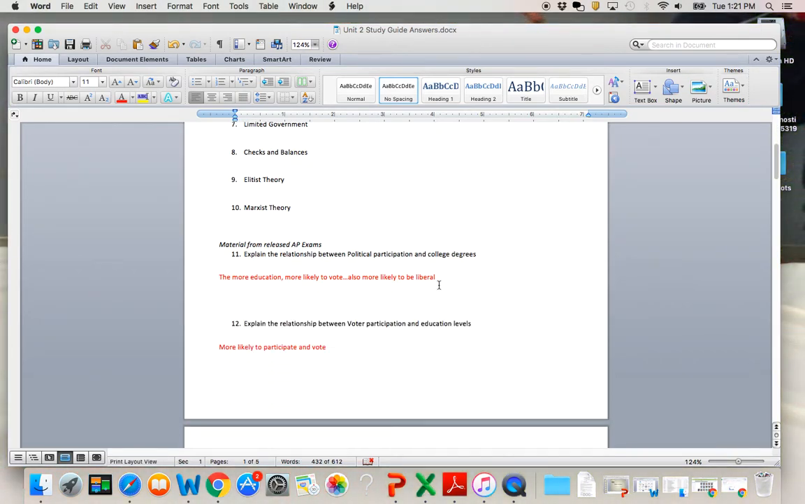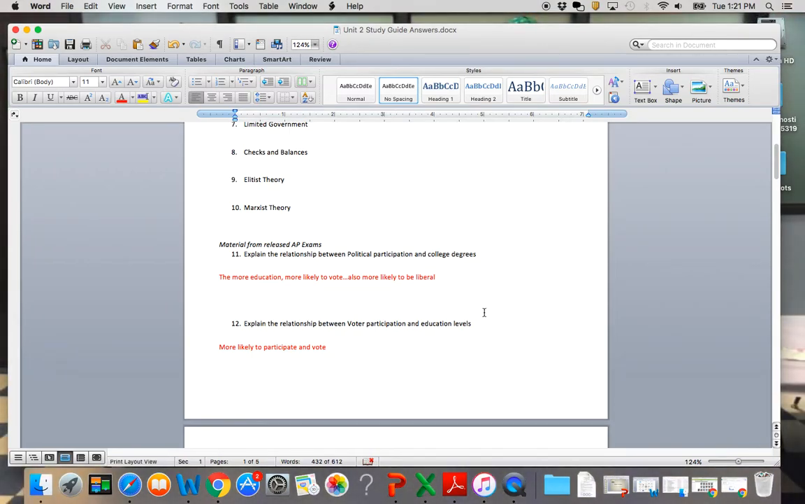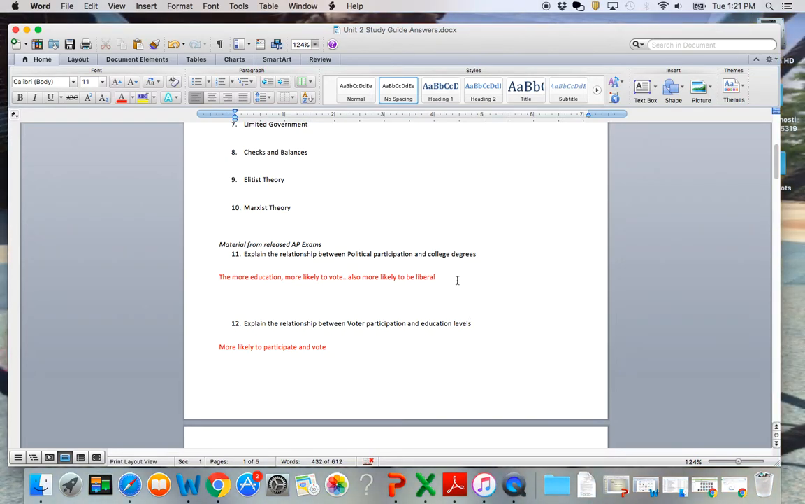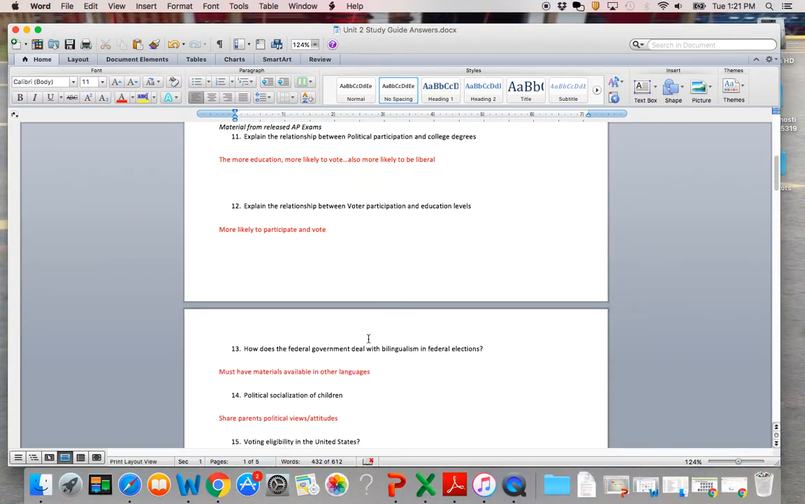For the information for Unit 2 to start off, 11 and 12 are very similar. College degrees, participation in political process. Those who have more education and more degrees tend to be more liberal. Also, more education tends to be more likely to actually participate in the political process or vote.